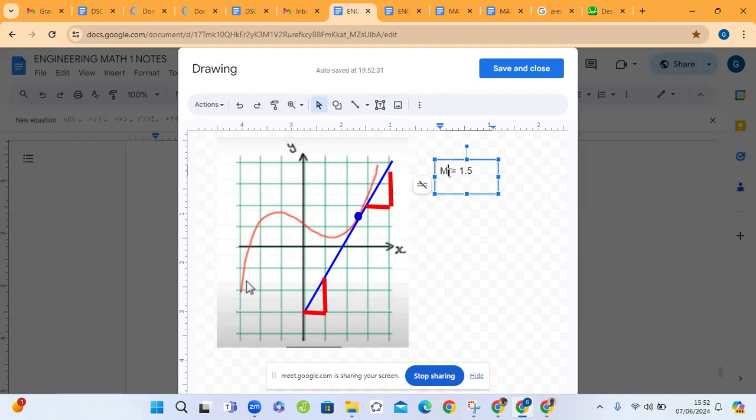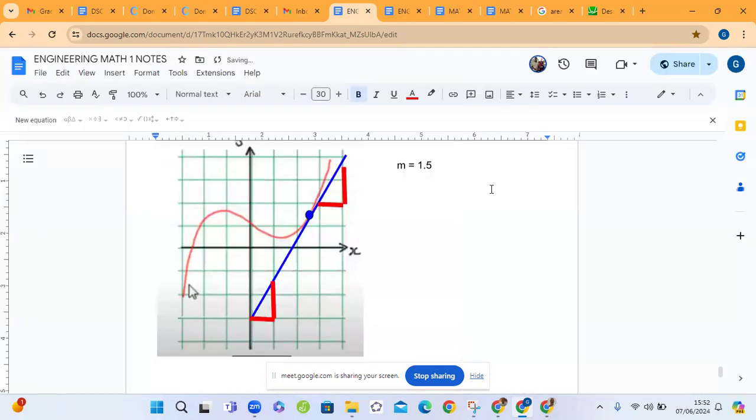So that's how you find the gradient of a curve. You only find the gradient at a particular point.